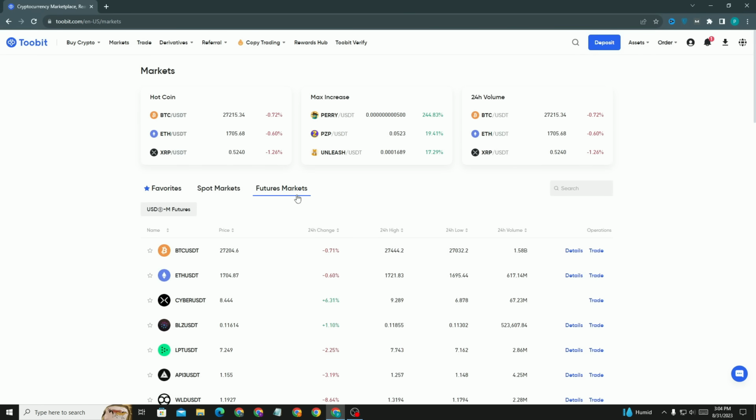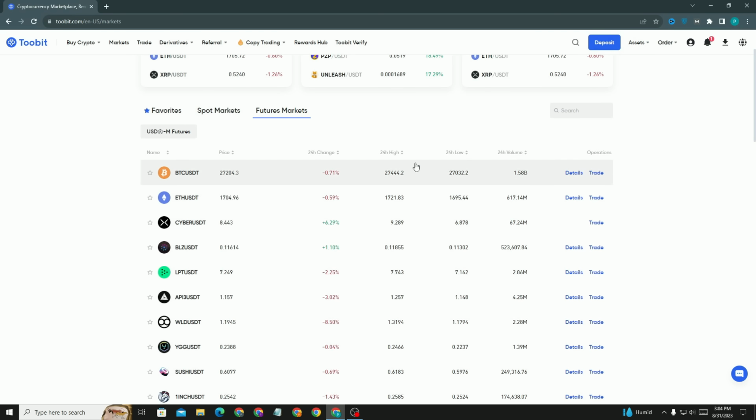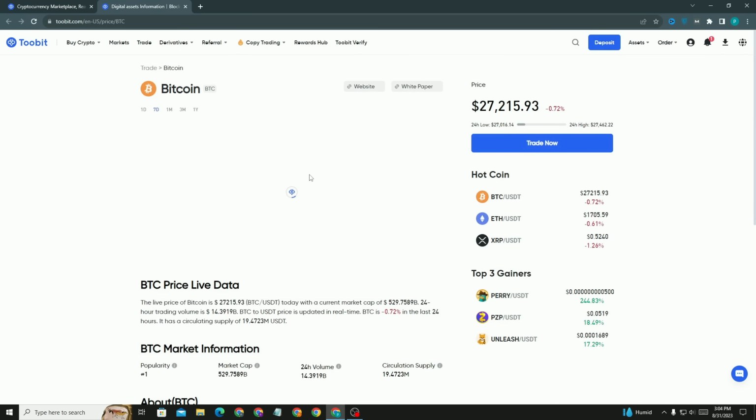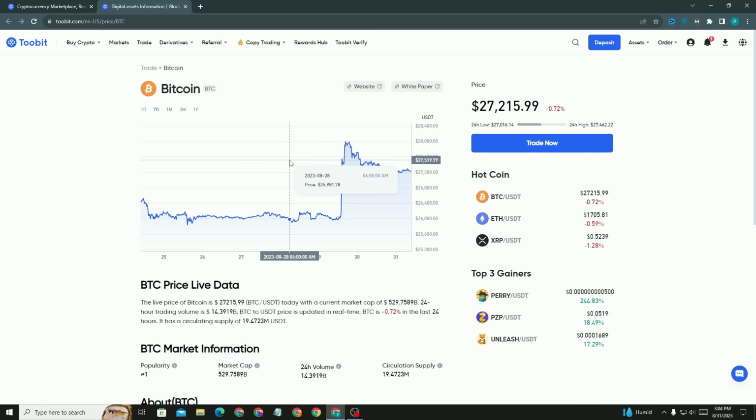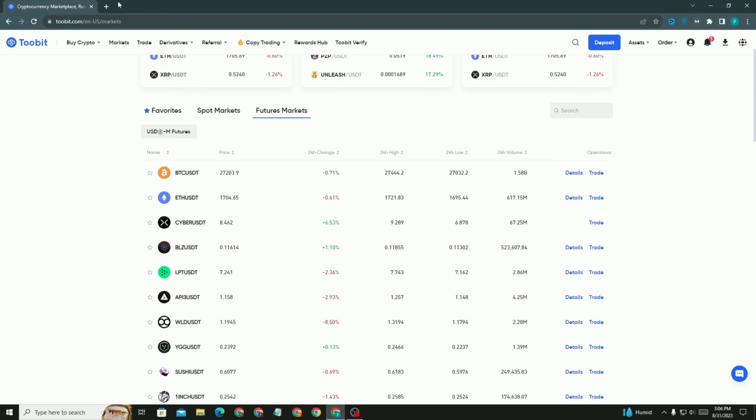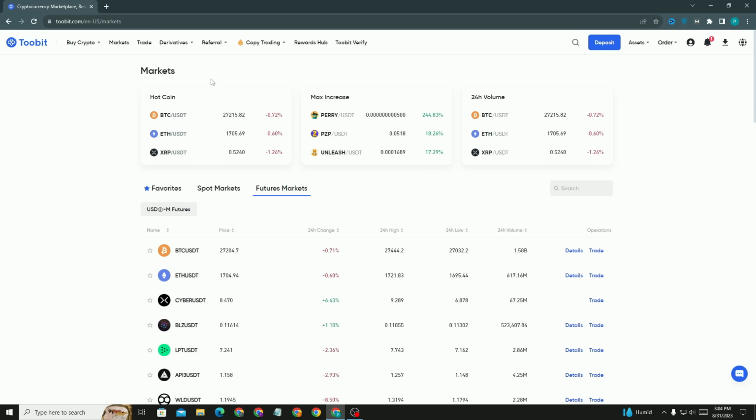Sometimes it fluctuates, sometimes it rises, and sometimes it goes down. It depends upon the market and the value. If you tap on the detail, you can see the price, the fluctuation rate, the loss rate and the profit rate. You can see it very clearly. After that you can see other details also, if you tap on detail.